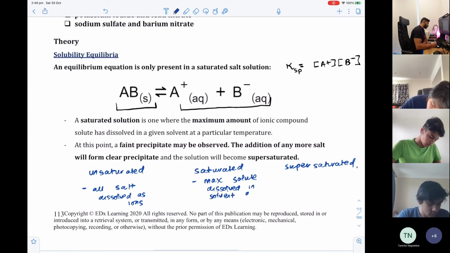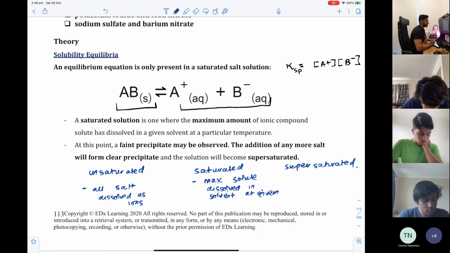at a given temperature. Temperature is important because what happens to solubility with temperature? It generally increases. Do you all agree? So you need to mention solubility in terms of temperature. So always finish it off with at a given temperature.